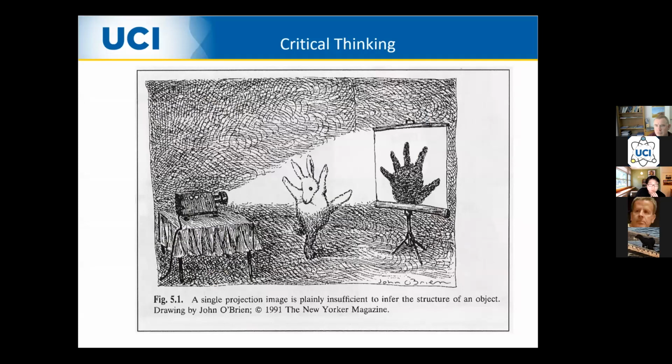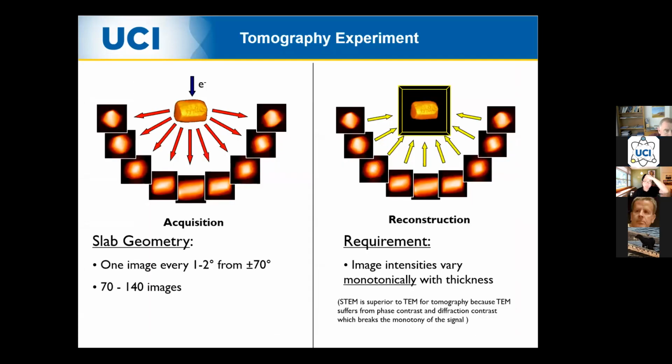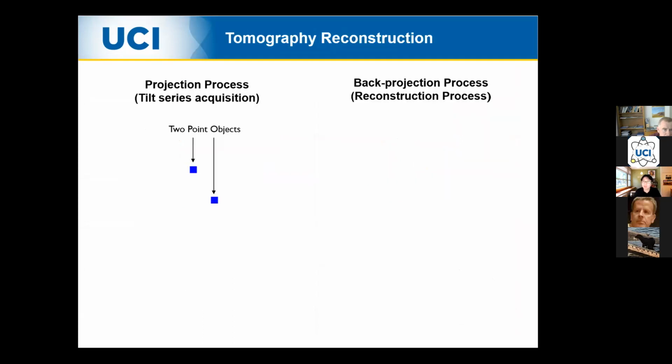So everything I showed so far was two-dimensional images, but for a three-dimensional object, sometimes you can get confusing results from a two-dimensional projection. That's where you need a tomography experiment. How that's done in the TEM is by rotating the sample, taking images from different views, and reconstructing them together. How it works conceptually is like this.